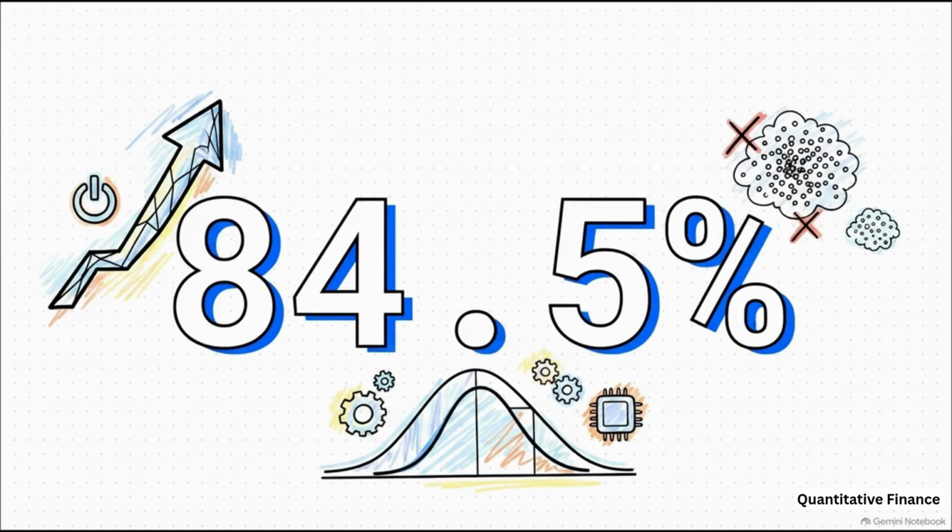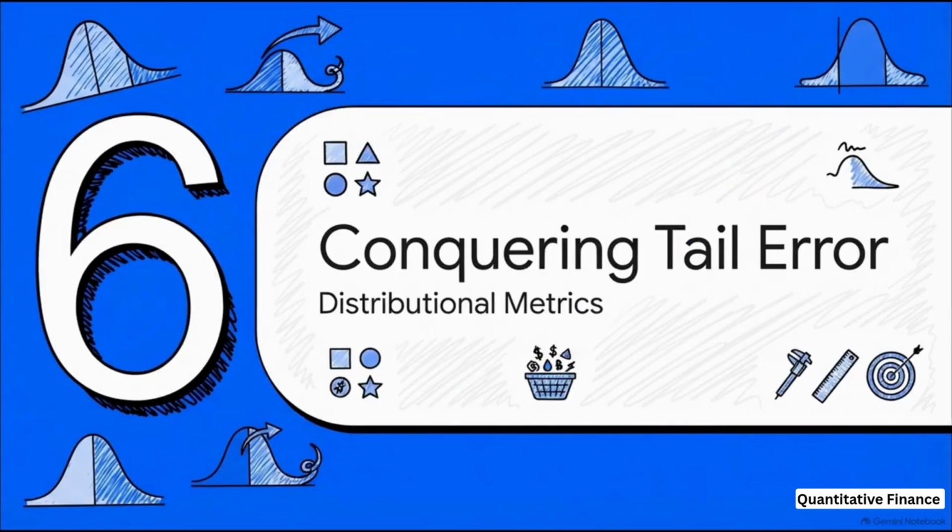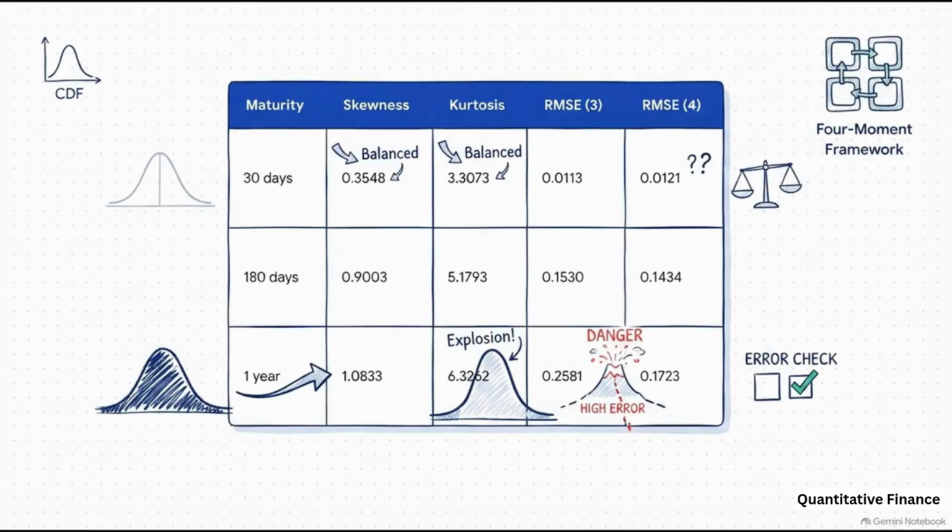But to really grasp why this error shrinks so dramatically, we need to pop the hood and look at the underlying distributions. Section 6. Conquering the tail error. This is where the paper's deep dive into cumulative distribution functions really shines. Let's trace how these metrics evolve over time. Look at the 30-day maturity row. The skewness is relatively low at 0.3548, and kurtosis is hovering near normal at 3.3073. Because the distribution is pretty well behaved here, both the 3-moment and 4-moment methods perform quite similarly in terms of root mean square error, or RMSE.